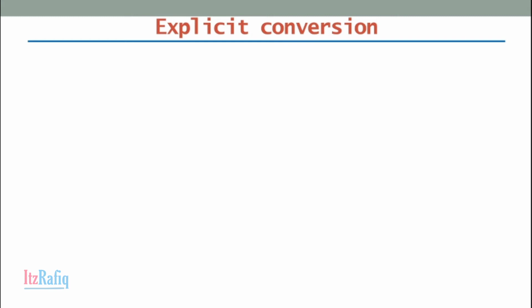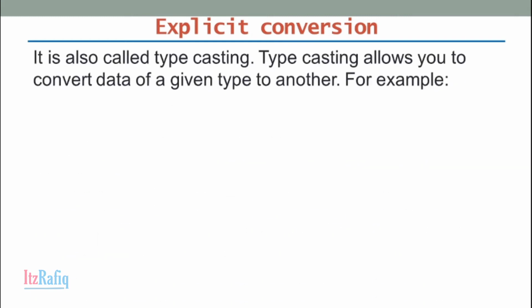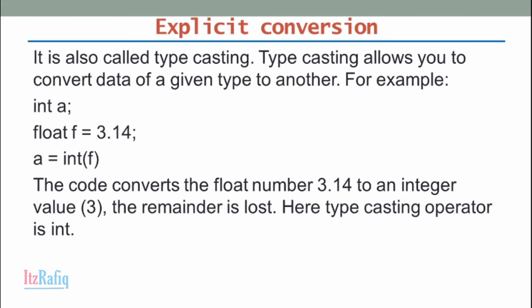Explicit conversion. It is also called typecasting. Typecasting allows you to convert a given data type to another. For example, we have a variable integer a, we have another variable float f equal 3.14, and here we wrote a equal int f, meaning the float variable is converted to integer. So the value of a will be only 3. The remainder part or the decimal part will be excluded or removed.